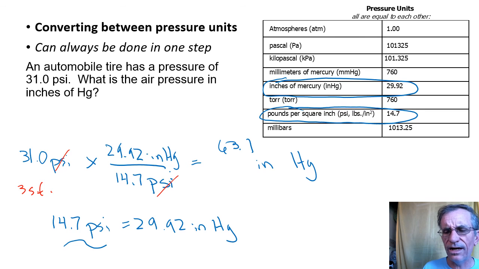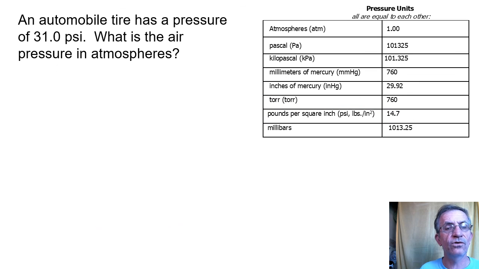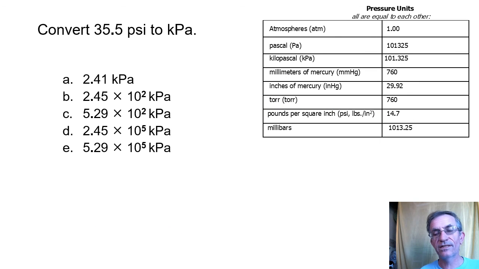Let's just try one last one. This one we're just going to make a little pop-up. So, one last one on this topic. Let's say I wanted you to convert 35.5 PSI to kPa, kilopascals. One of those is the right answer. You can pause this video for a minute if you want. Which one's the right one? It'll pop up here in a minute. Is it A, B, C, D, or E?